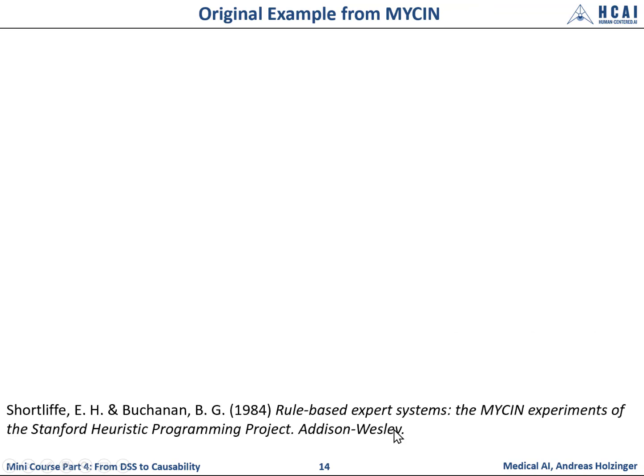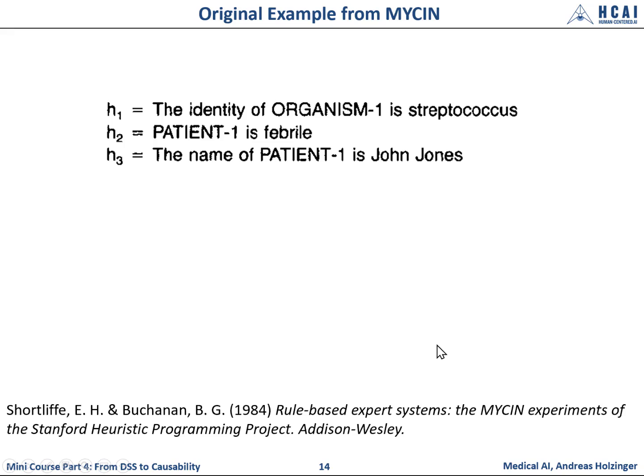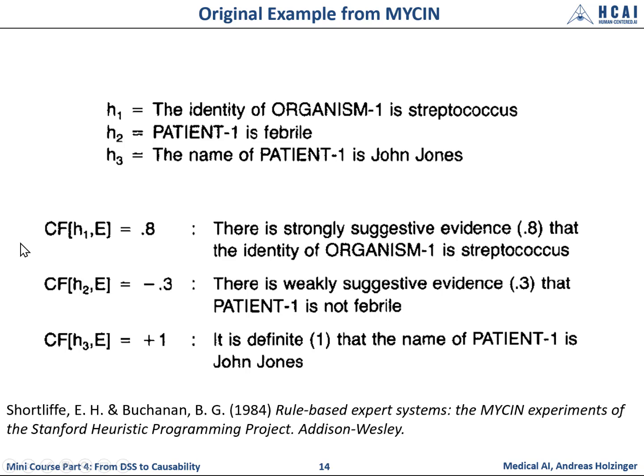So now let us look at an original example. This was published much later on. So this was originally working from the 1960s onward to 1975 and so on. And this was published in 1984. Hypothesis 1: the identity of organism 1 is Streptococcus. Hypothesis 2: patient 1 is febrile. Hypothesis 3: the name of patient 1 is John Jones. And now we get results based on the data inputted into the machine.